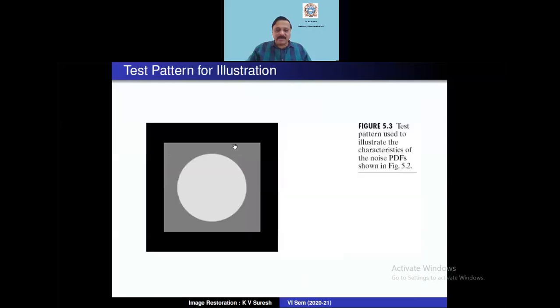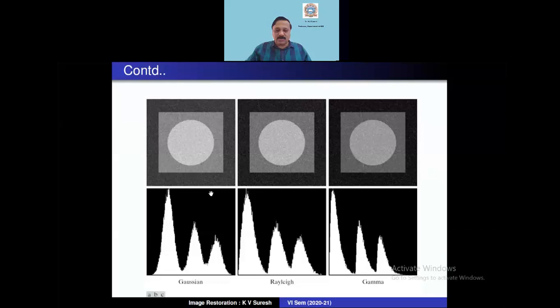Now if I take such an image and corrupt it by those types of noise, and plot its histogram, carefully observe this. If I don't give you the name, all three are almost looking the same to you. Am I correct? I don't think you can say this is corrupted with Gaussian noise, this with Rayleigh noise, this with gamma.